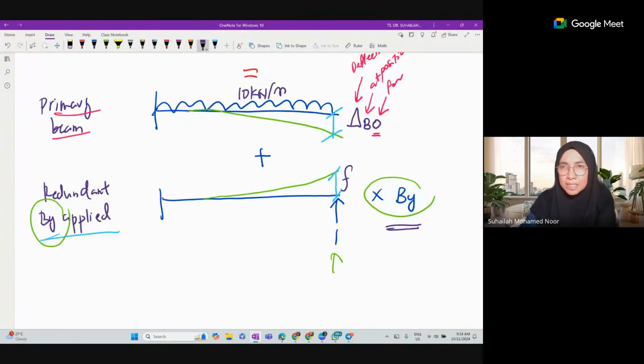Okay, in the redundant system, the deflection due to a unit value will be labeled as F. For the redundant system, the deflection is labeled as F, and the rotation is labeled as F. Okay, what is F? Deflection.